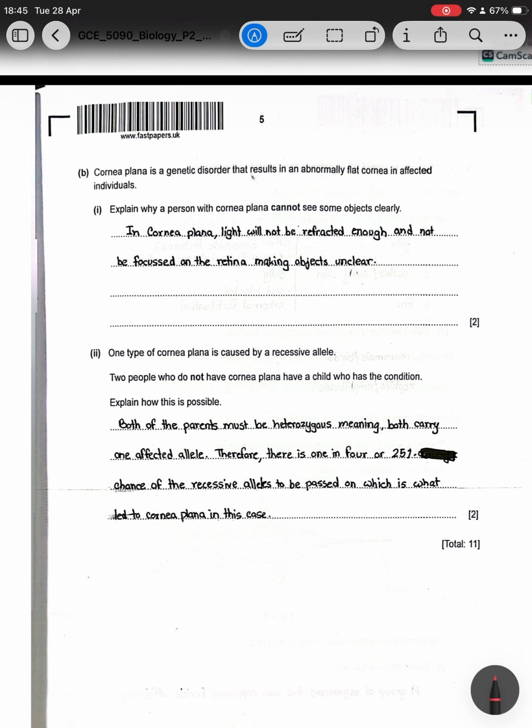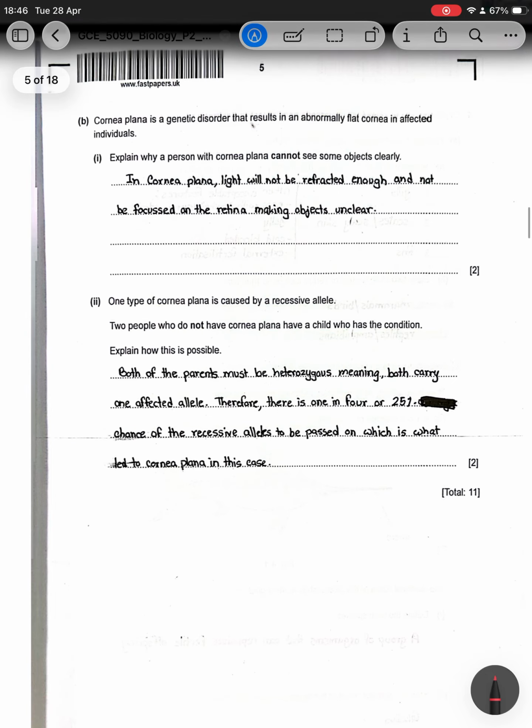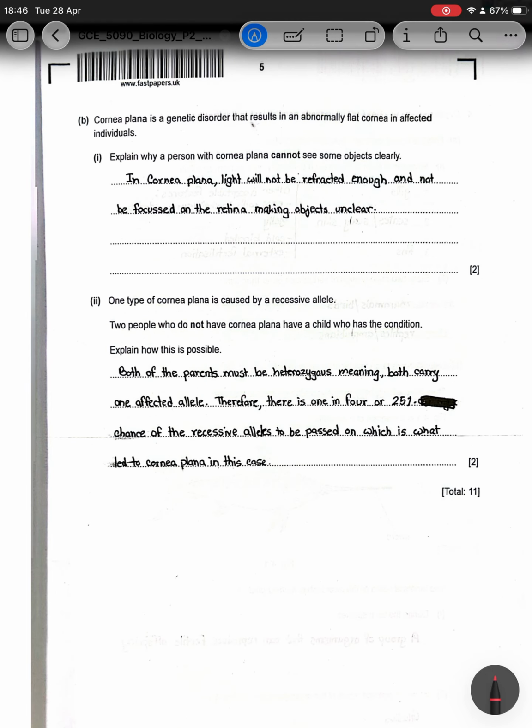One type of cornea plana is caused by a recessive allele. Two people who do not have cornea plana have a child who has the condition. Explain how this is possible. So we move on to genetics a little bit. Both of the parents must be heterozygous, meaning both carry one affected allele. Therefore, there is a 1 in 4 or 25% chance of the recessive allele being passed on, which is what led to cornea plana in this case.